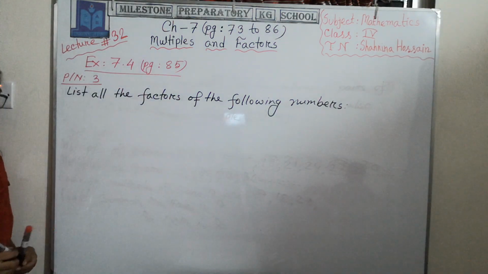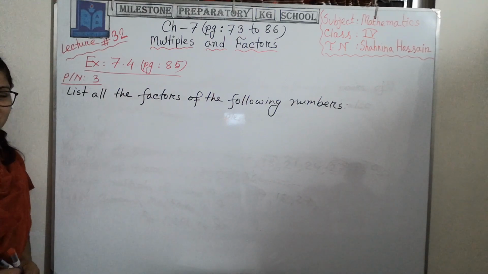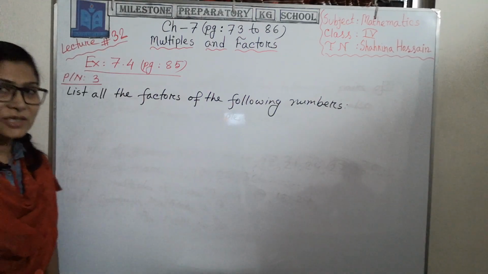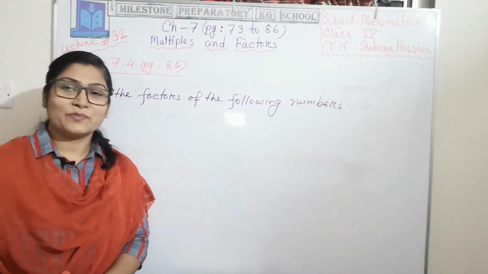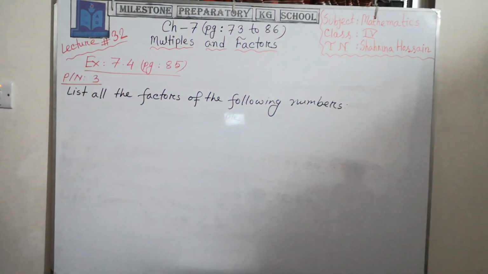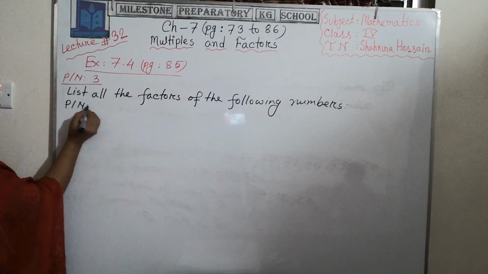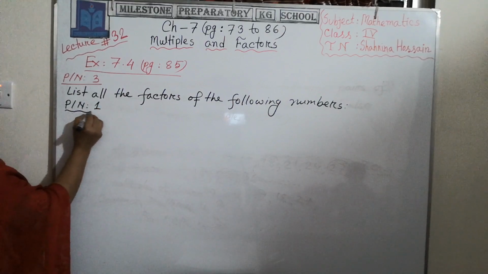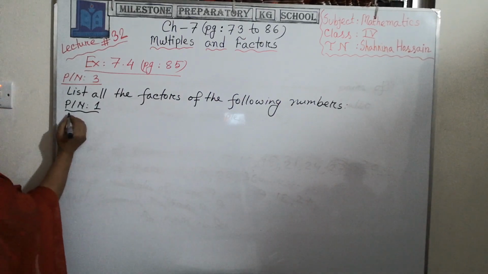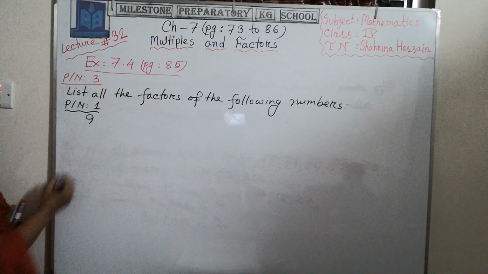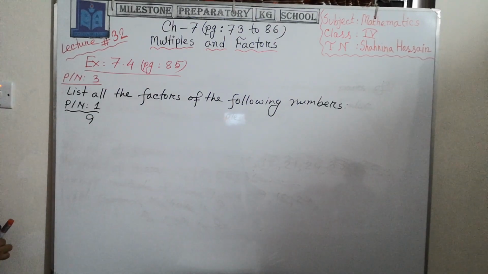So what will we do? We will find the factors of the given numbers. Another name for factors is divisors, okay? We already learned this in the previous class. Problem number 1: 9. At first, we will find the factors of 9.